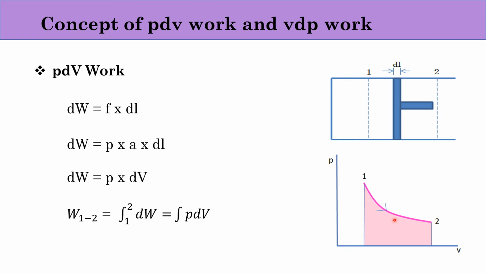That means if we have an expansion process in PV coordinates, you project the curve onto the x-axis, and if it is a non-flow process, then the area under the curve represents the work, or pdV work. Now if it is a compression process, 2 to 1, then this area will be considered as the work which is to be given to the compressor.